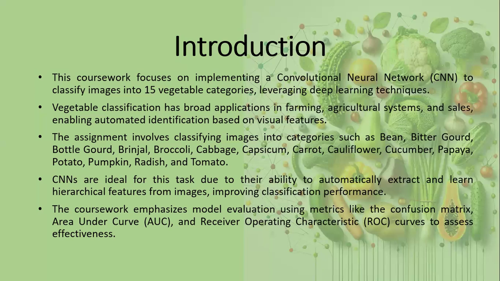CNNs are well suited for image classification tasks because of their ability to automatically extract and learn hierarchical features from images. By leveraging a dataset, data augmentation, and hyperparameter optimization, this model aims to achieve accurate vegetable classification. This project also emphasizes evaluating the model using a confusion matrix, area under the curve, and receiver operating characteristic curves to ensure its effectiveness.